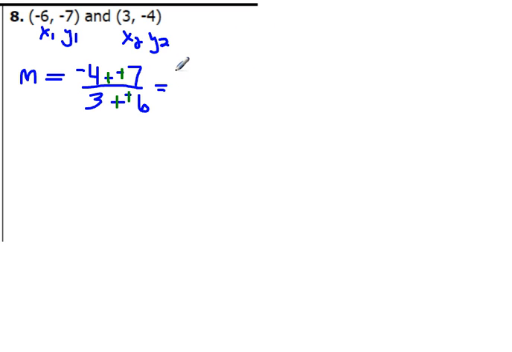So -4 plus 7 is going to be a +3, and 3 plus 6 is 9. So here we've got a fraction or a slope that you may or may not be able to tell needs to be simplified, but I can see that it does. But if I didn't, I can always put this in my calculator. So I'd do 3 divided by 9, and then math, enter, will simplify my fraction. So it should give you 1/3 is your slope.